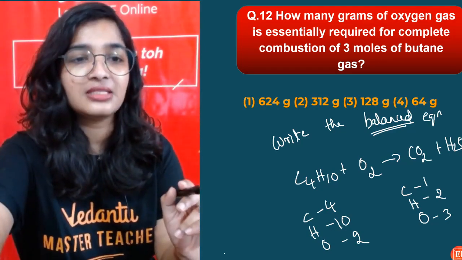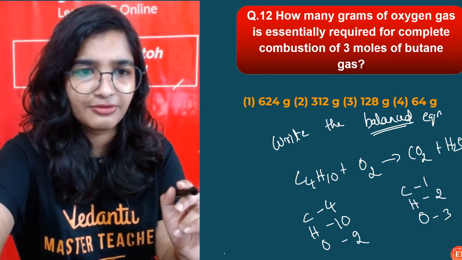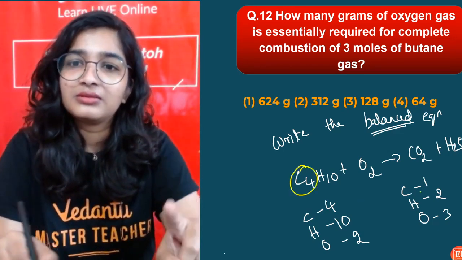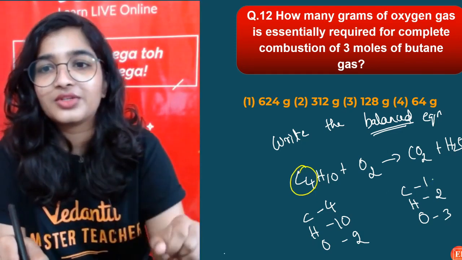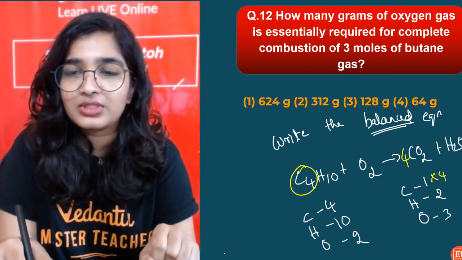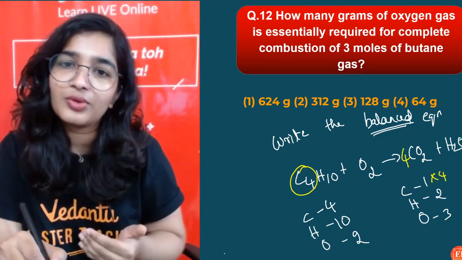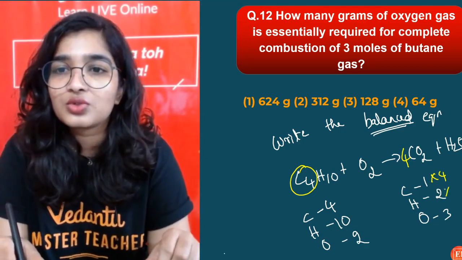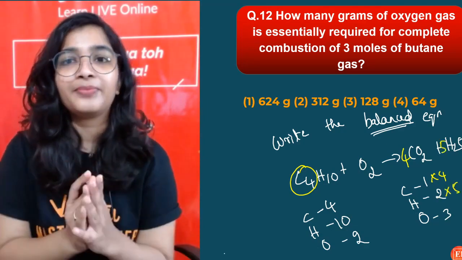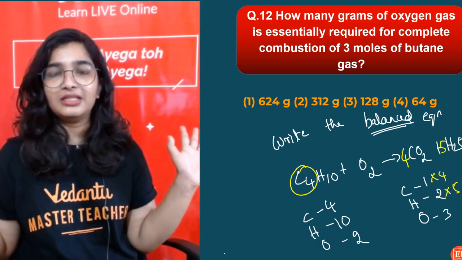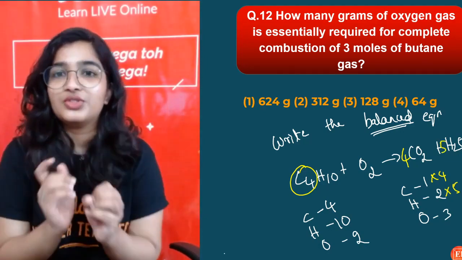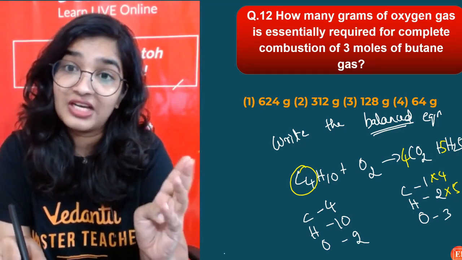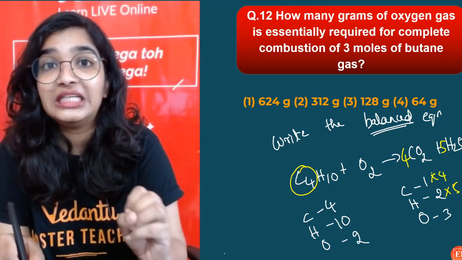So first let's balance carbon. I'll just use a different pen. We have 4 carbon on the LHS but only 1 on the RHS, so 1 into 4, so 4 CO2. Carbon is balanced. Moving on to hydrogen, we have 10 on the LHS but only 2 on RHS, so 2 into 5, so I'll add 5 here. So carbon and hydrogen both are balanced. Now we are only left with oxygen. I have 2 on LHS but on RHS we have 4 twos are 8 plus 5, 13.